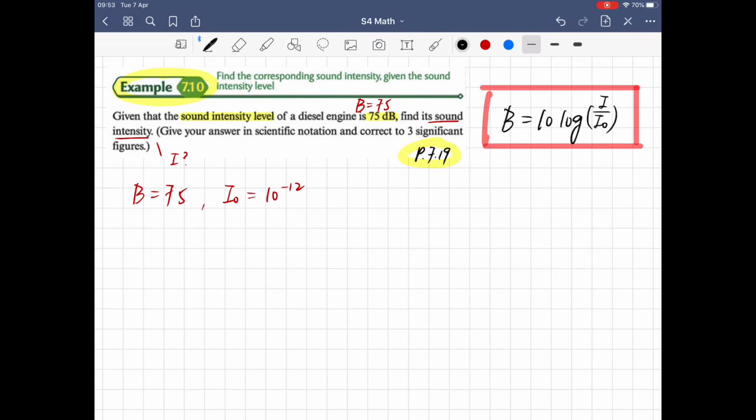So by substitution, we know that 75 is equal to 10 log I over 10 to the power negative 12. Okay, so first, I will move the 10 in front of the log to the left hand side by division, so that we have 7.5 equals log I over 10 to the power negative 12. And then I just switch the two sides.